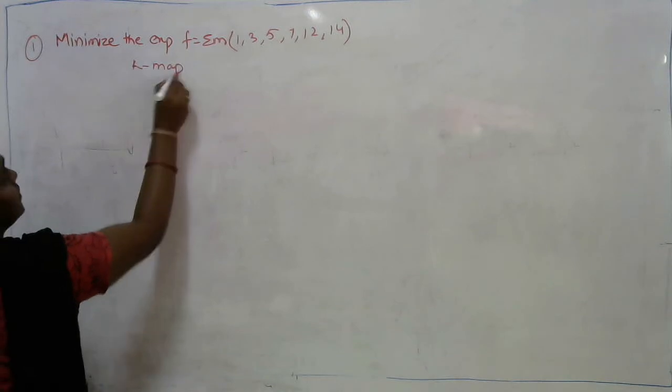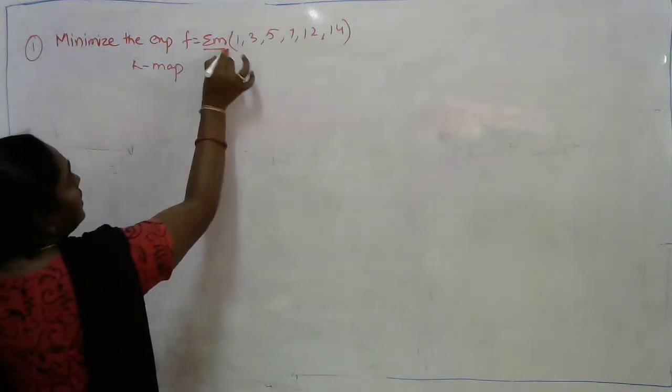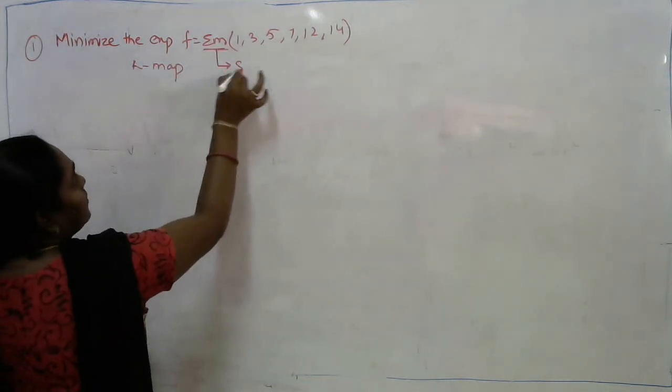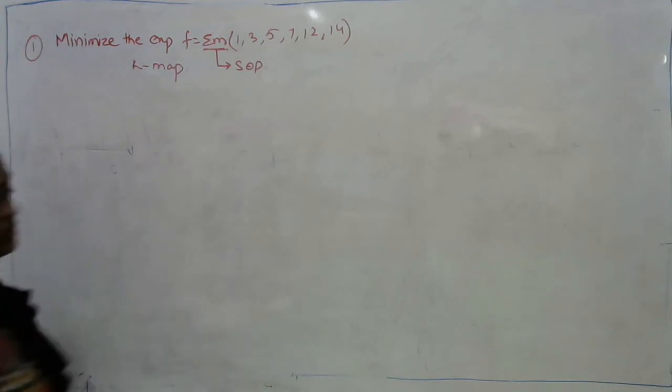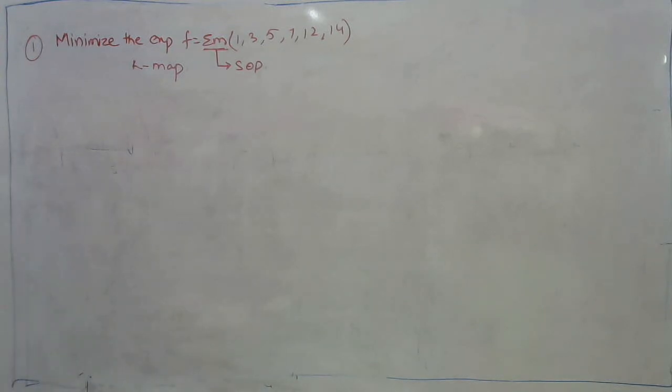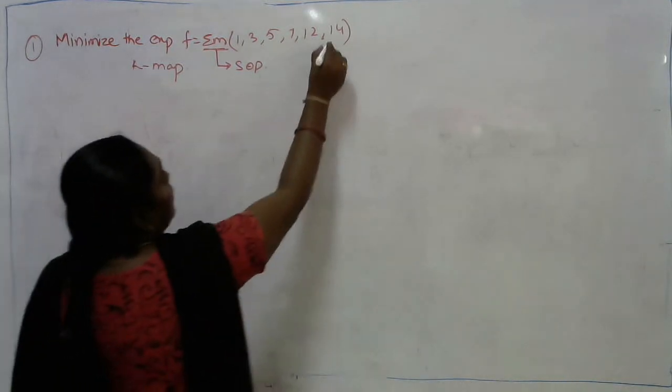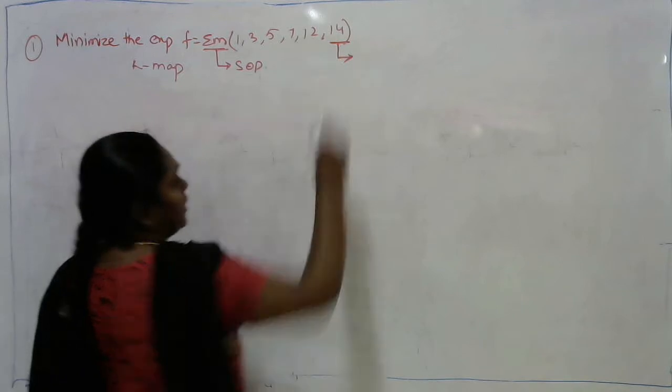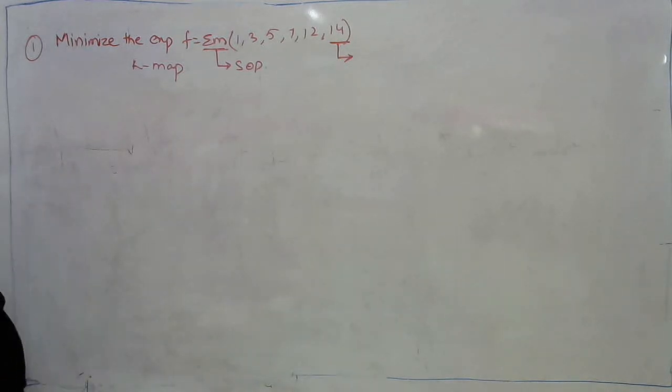So in the given question, as they have specified it as sigma m, this sigma m represents it is an SOP expression. So here we don't know how many variable K-map it is. Whenever it is in such a condition, we need to check the highest decimal number given in the question. The highest decimal number given in the question is 14. So what is the 14 equivalent in binary?